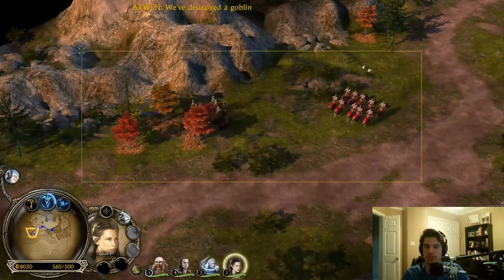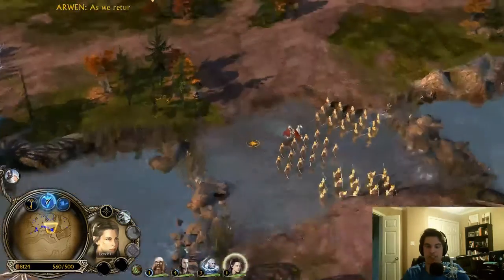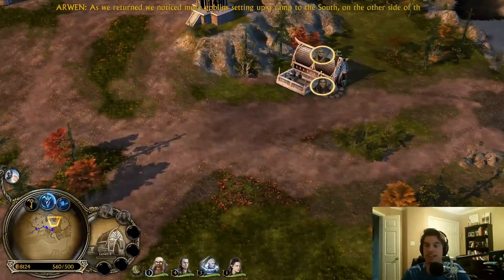We've destroyed a goblin camp to the west of here. Good. And we're about to roll out this front door with everything I got, because I got to push back these armies.